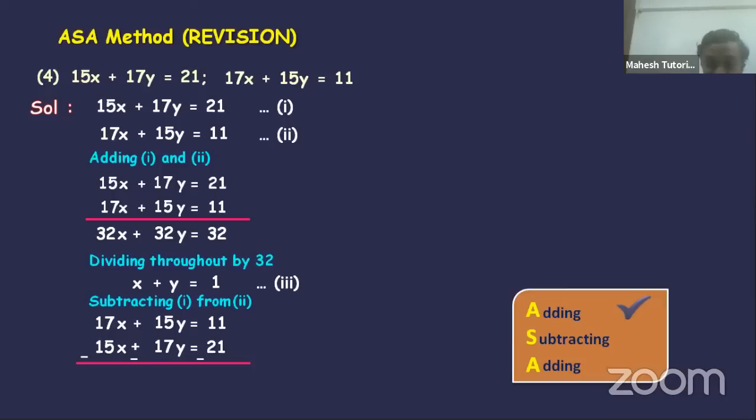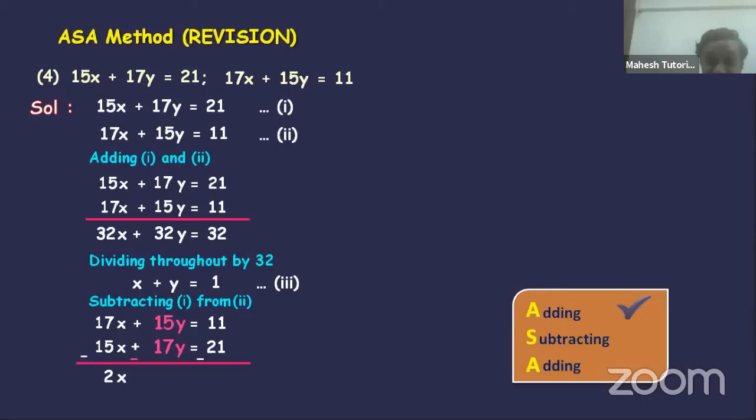नाउ ध्यान से देखकर आंसर करना. 17x minus 15x. What would be the answer now? Perfect. It would be 2x. Take care. Moving further. Now tell me students, 15y और 17y.